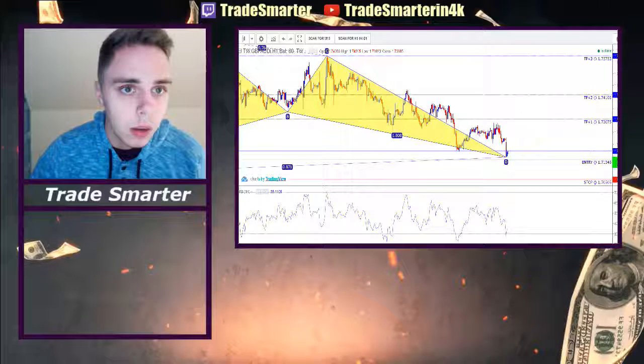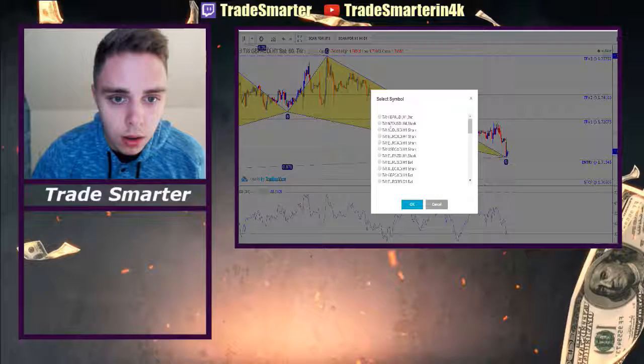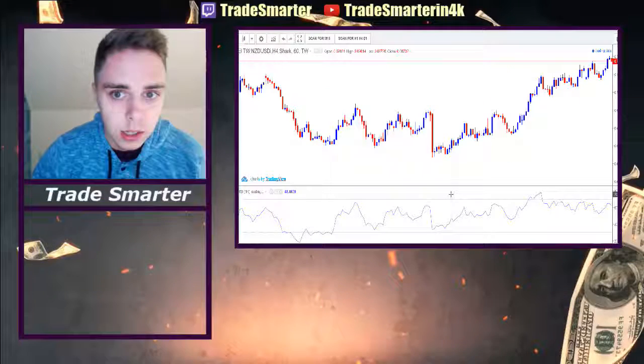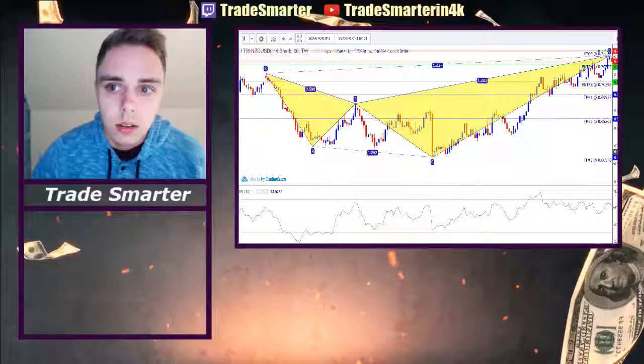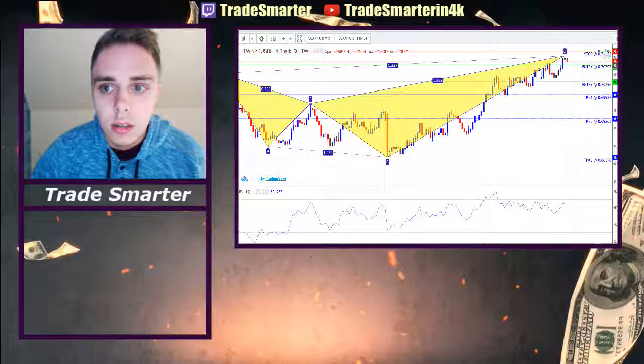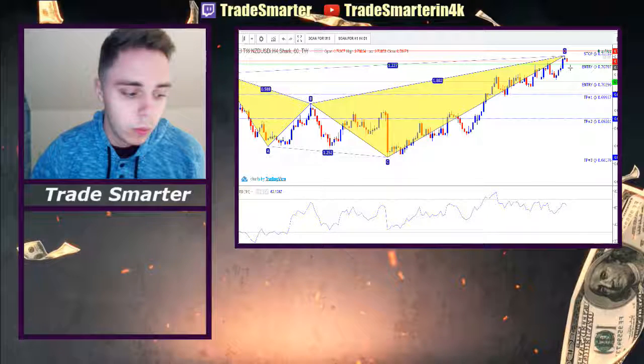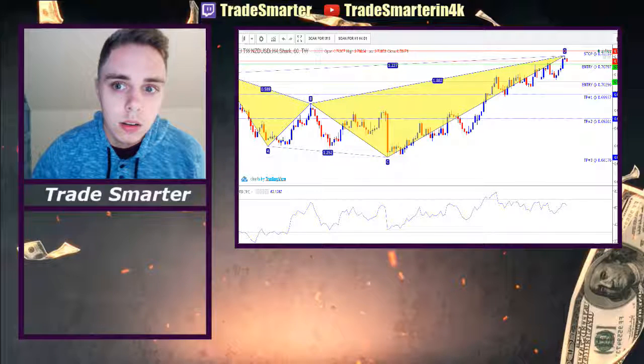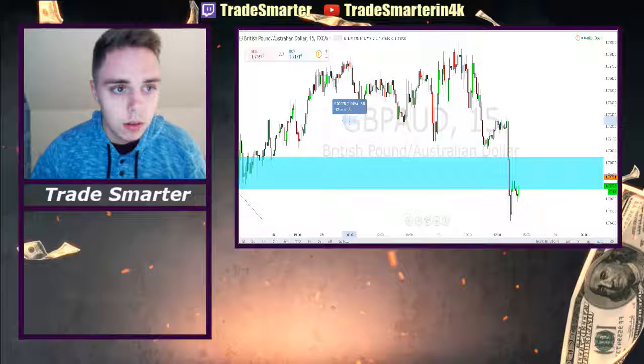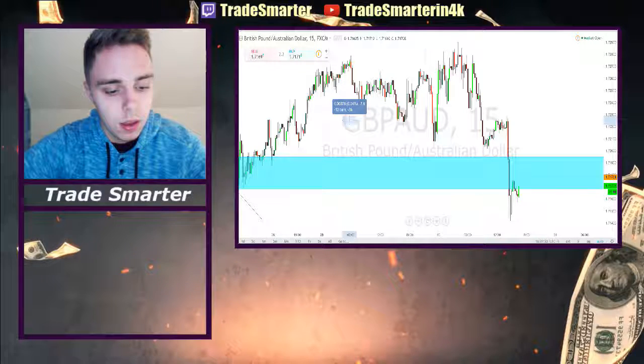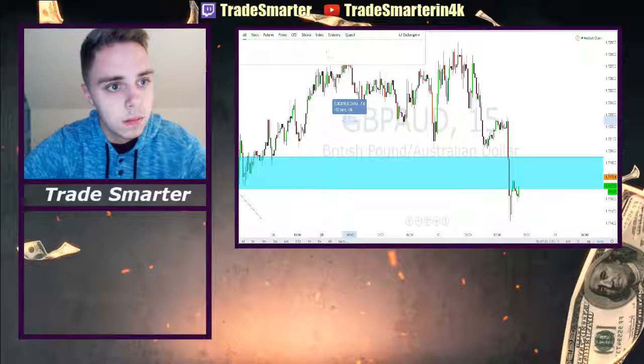Let's mark up a new chart. Let's see if there's anything else we can look at. The New Zealand versus the United States dollar. Let's see how this one's doing. So this one's still above second entry, which is good for us. Let's look at that one. NZD USD.